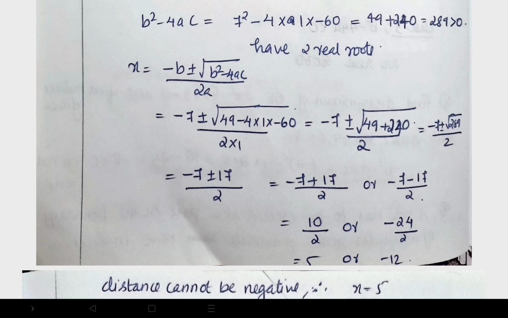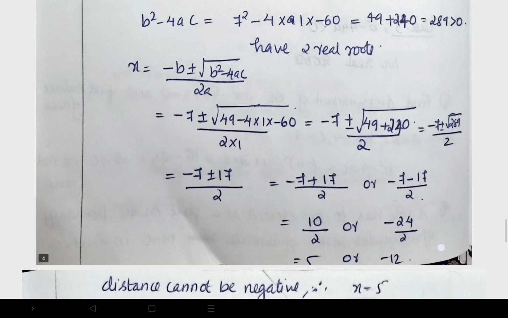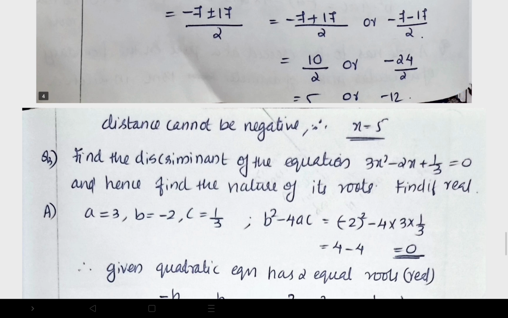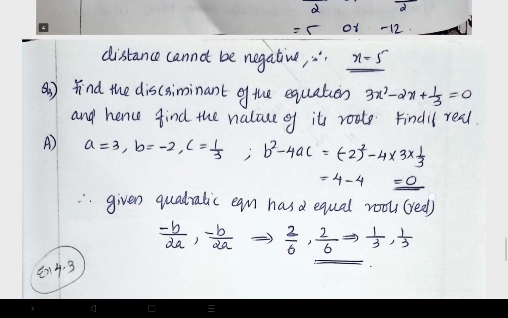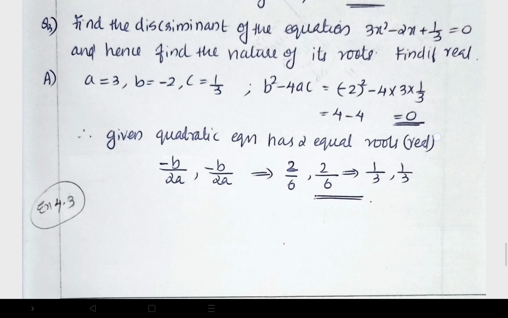Now we can find the value of x by the formula minus b plus or minus root of b square minus 4ac by 2a, and you are arriving at the answers 10 by 2 or minus 24 by 2. Answer is 5 or minus 12. So the distance cannot be negative, hence you can take x equal to 5.